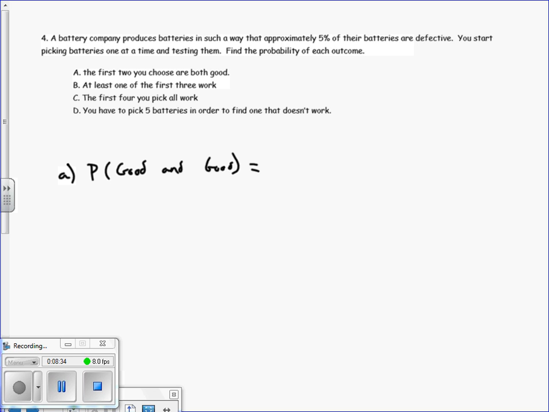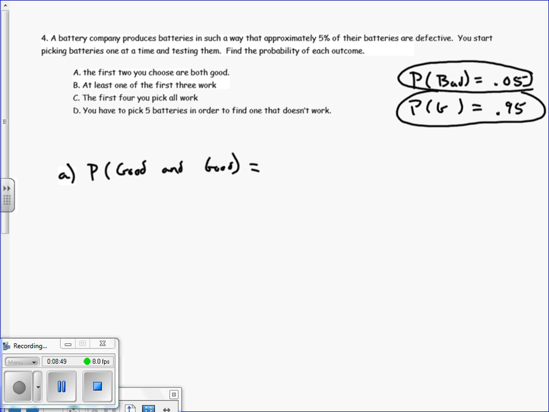So the probability of a bad battery, I think it just said, is 5%, which means the probability of a good battery is 0.95. Right, so there's our 2 probabilities. So good and good would be 0.95 times 0.95. And that would be about 0.90. All right, at least one of the first 3 batteries are good.